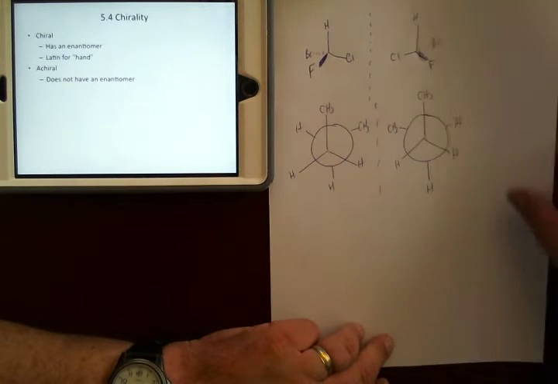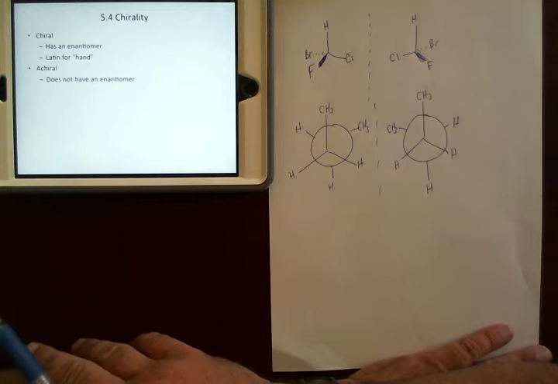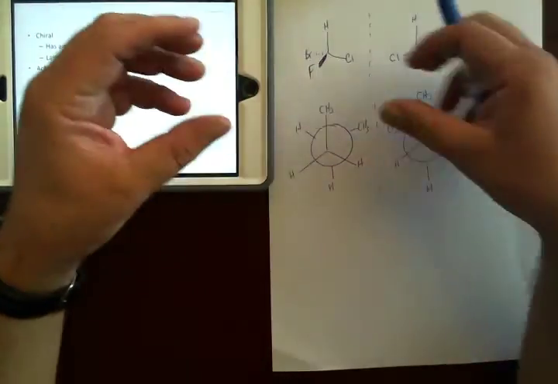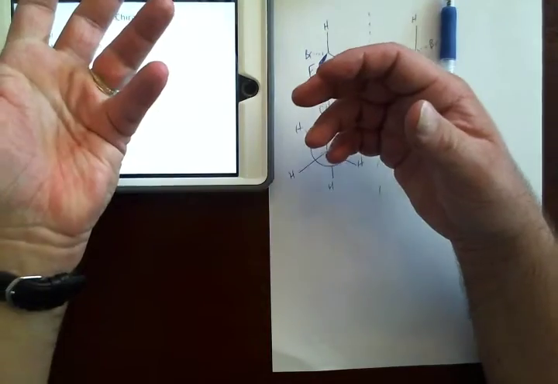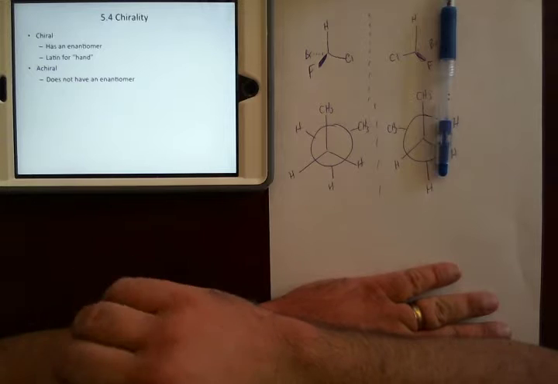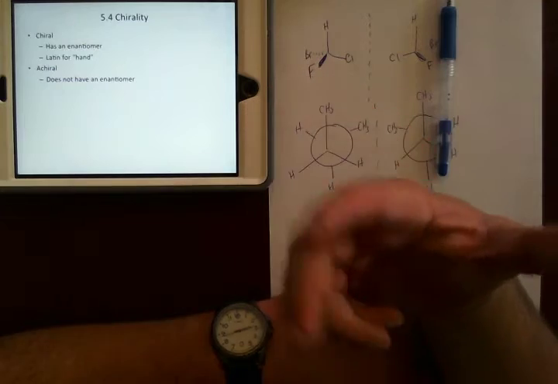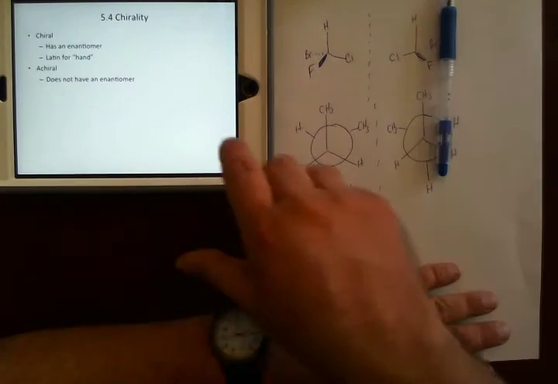Now, chirality. What we're saying is that if a molecule can have an enantiomer, then the molecule is what's called chiral. Chiral actually stands for the word hand, because your hand is chiral: you can make an enantiomer of it, the non-superimposable mirror image of it. It's just your left hand. If you cannot make an enantiomer, if it does not have an enantiomer twin, then it's called achiral or non-chiral. We're talking about the whole molecule here.